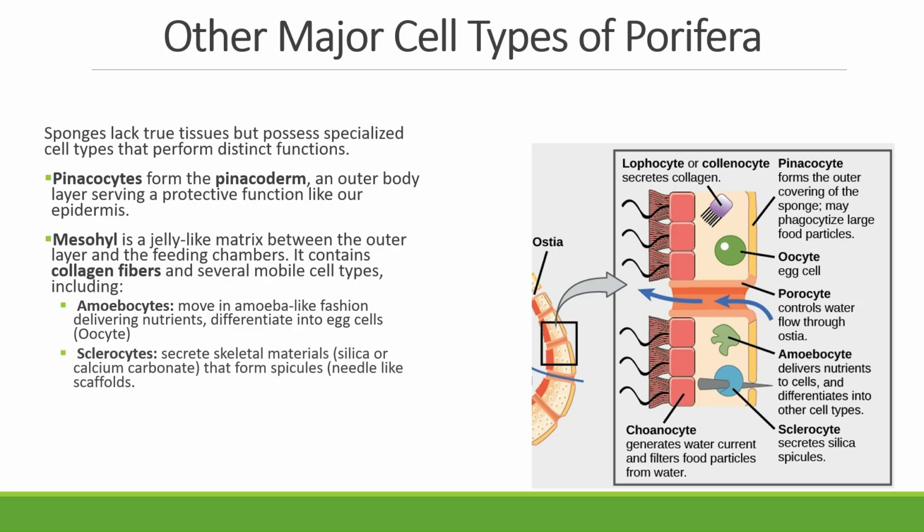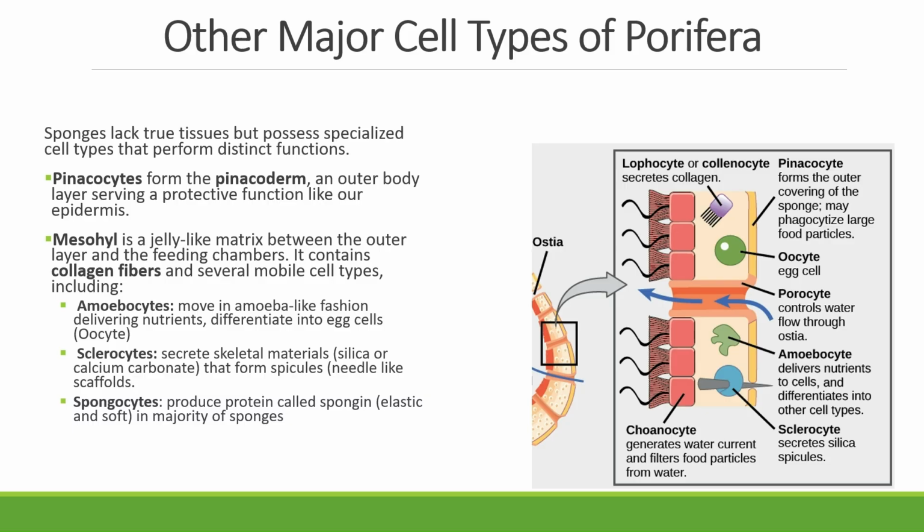Next, we have the sclerocytes. Just remember, sclerocytes for the skeletal materials. These skeletal materials are secreted by the sclerocytes to form the spicules, which are needle-like scaffolds. Together, these cells show how sponges have evolved ways to support their bodies and distribute resources even without true tissues.